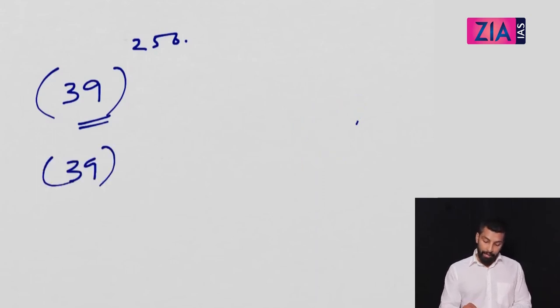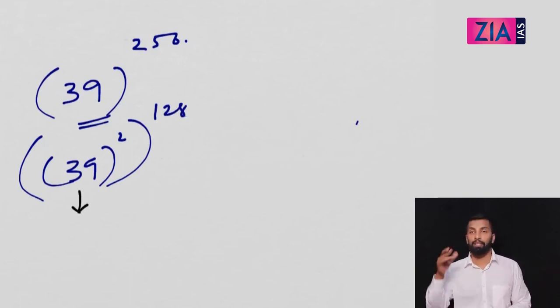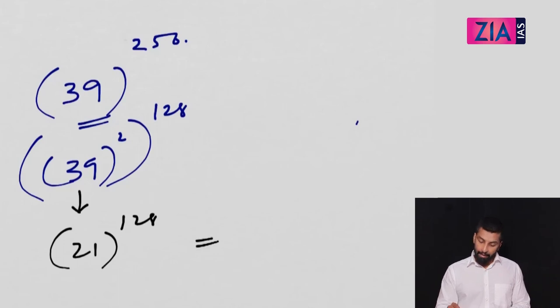So you write it as 39 square raised to 128. Now this is easy, right? 39 square, we just need the last two digits. We don't want 39 square completely. 39 square's last two digits will be equal to 11 square. That means 21 raised to 128. You can get the answer. Last digit will be 1, previous will be 2 into 8, 6.